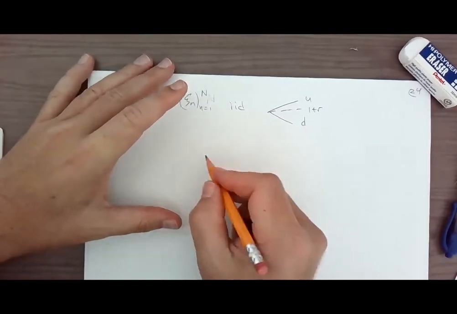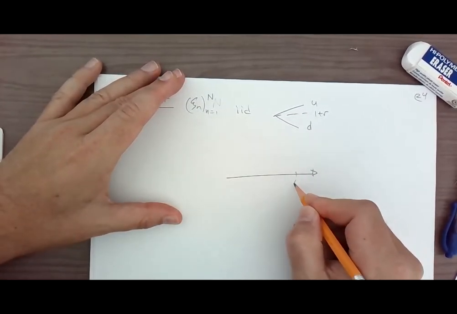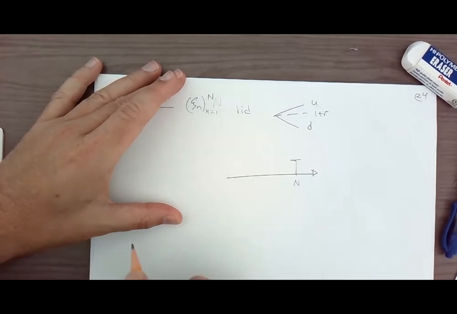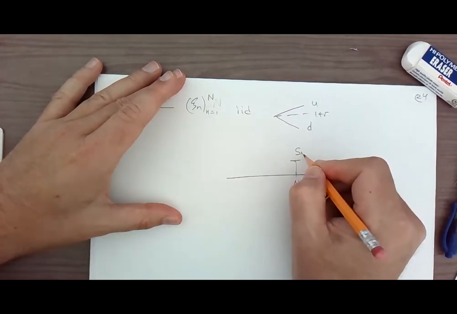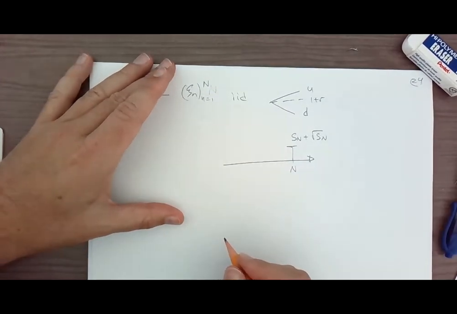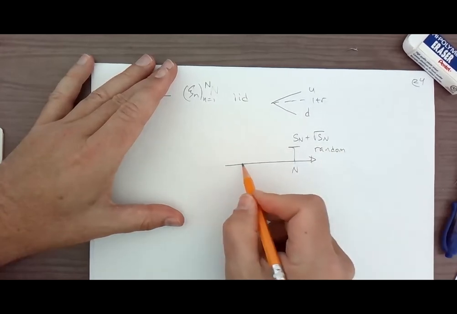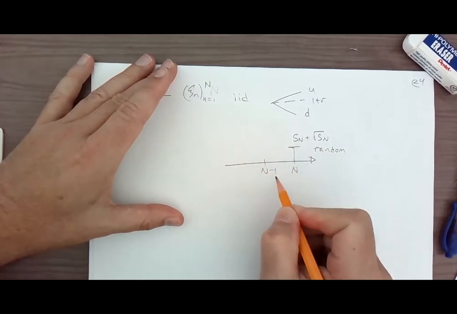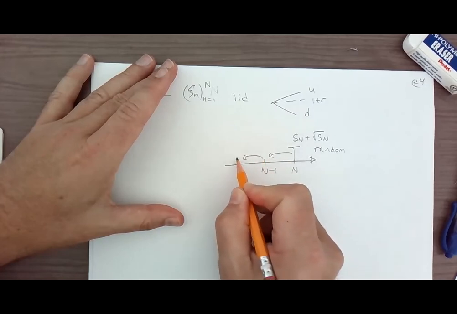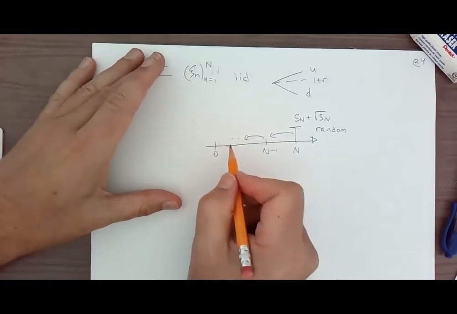Now we have a derivative that pays out Sn plus root Sn. What we want to know is, so this is random, so we want to move this payoff one step back at a time, all the way back to time 0.